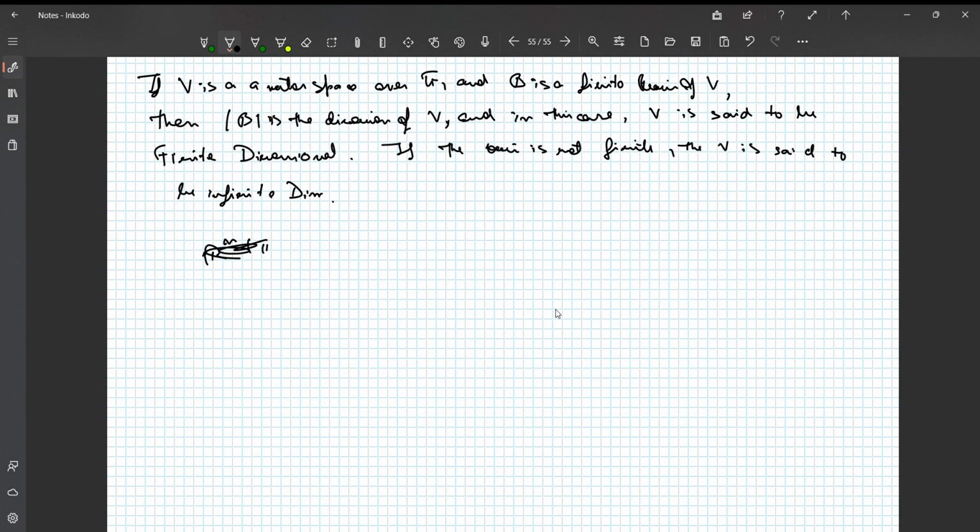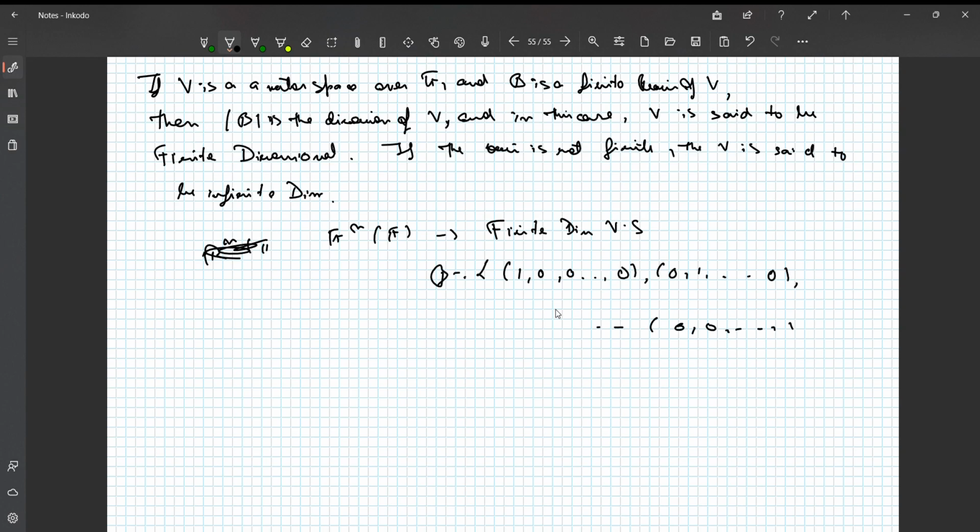For example, Rn over R, or rather I can say just Fn over F, is a finite dimensional vector space, because the basis it has is the set of elements (1, 0, ..., 0), (0, 1, ..., 0), and so on till the last element, with the 1 at the end. And there are n such elements. Clear?